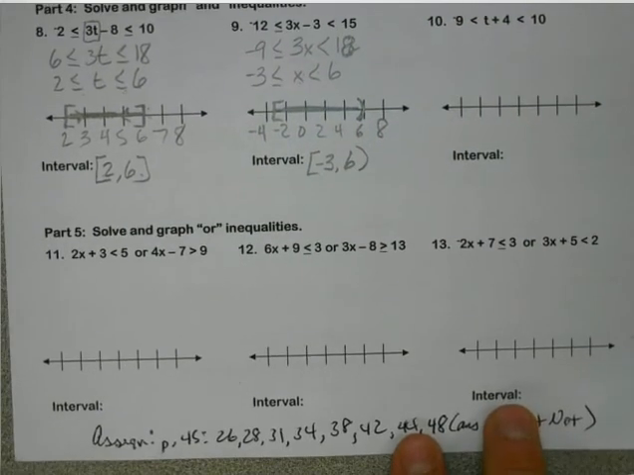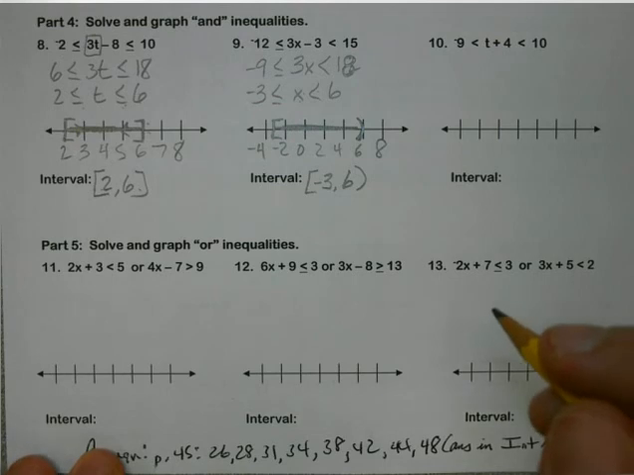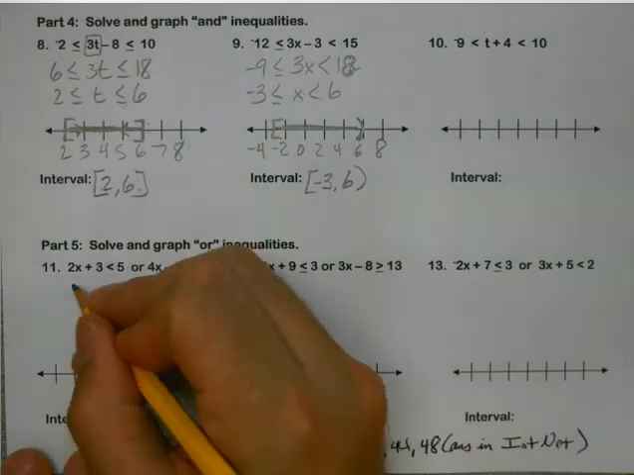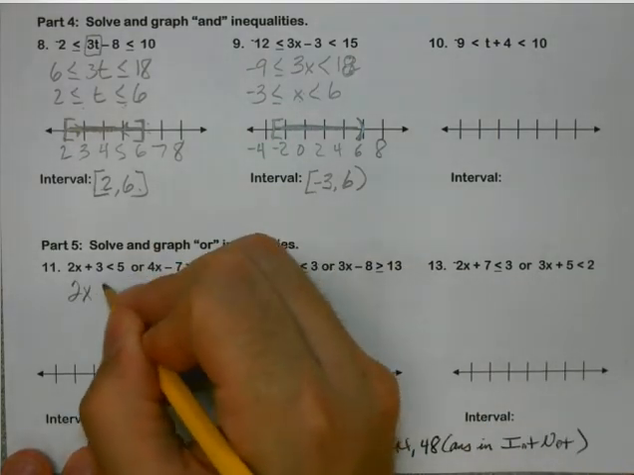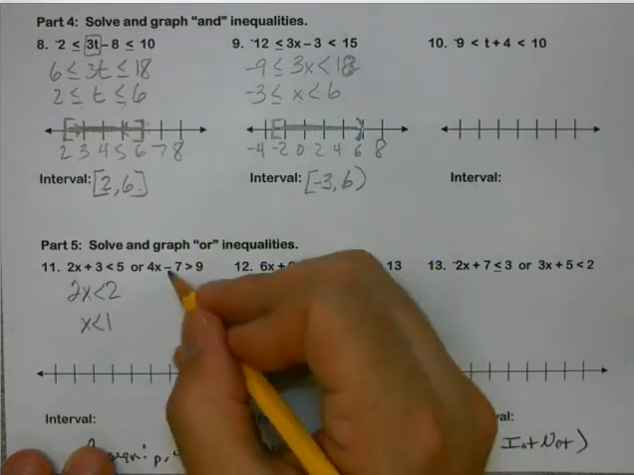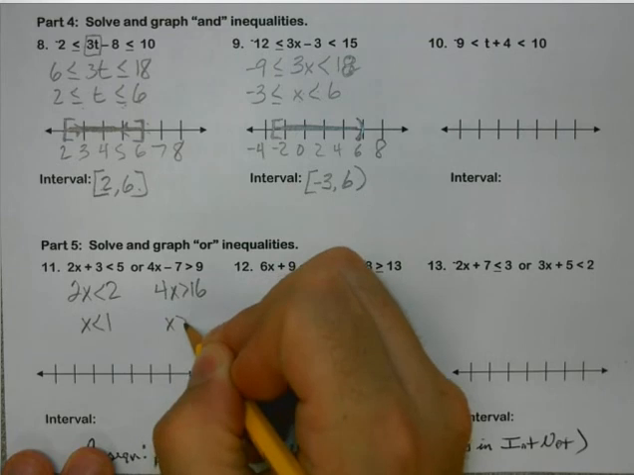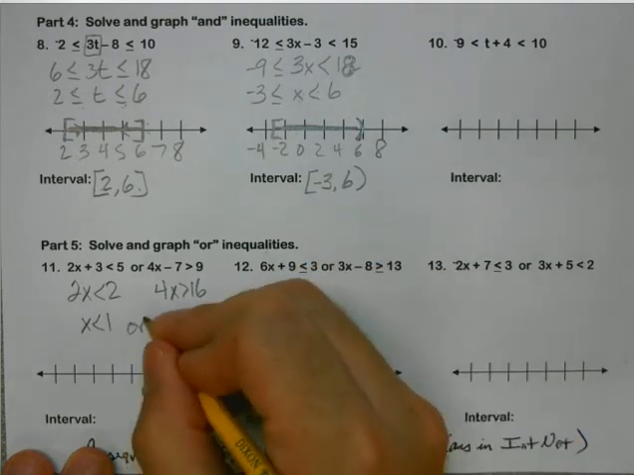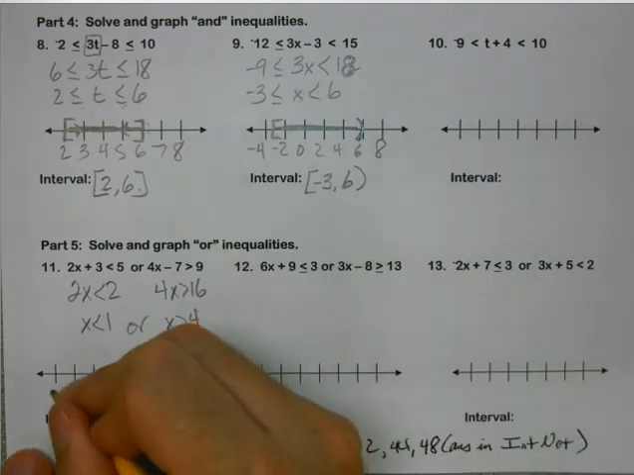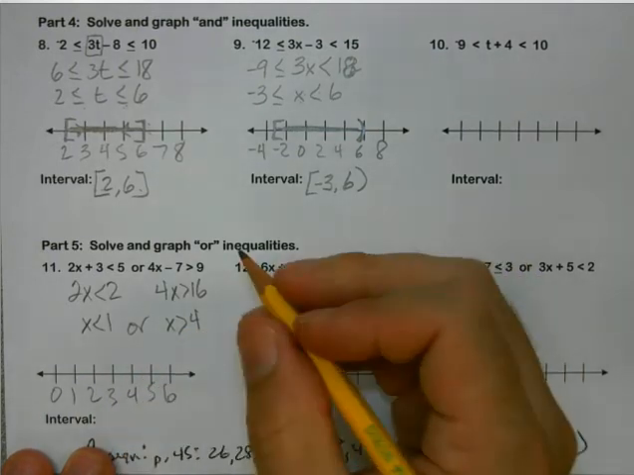Get to the bottom here. And we have our OR statements. So let's take a look at 11 and 13. We do them each separately. So I'll minus the 3 and divide by 2. And here I'll add my 7 and divide by 4. So I got 1 and 4. I want to make sure those two numbers get on my number line.